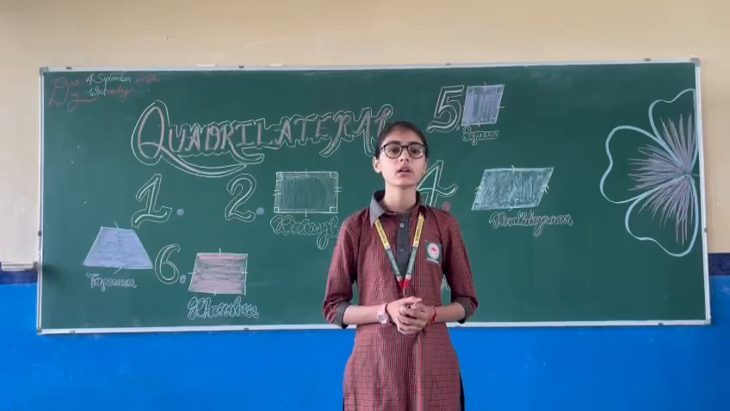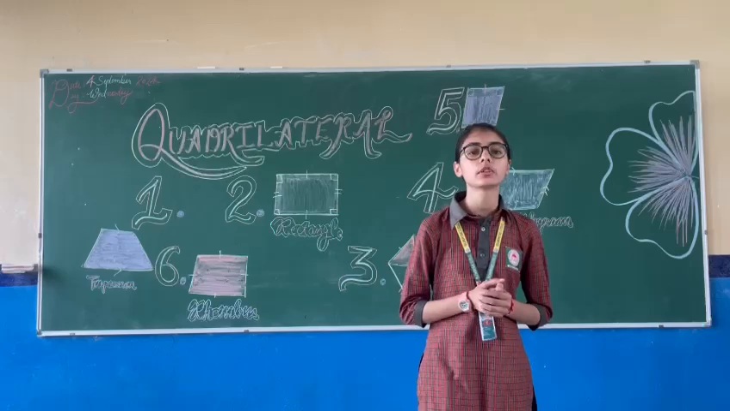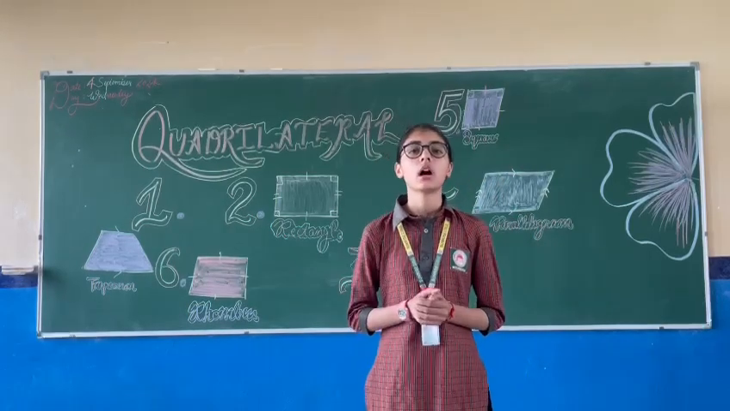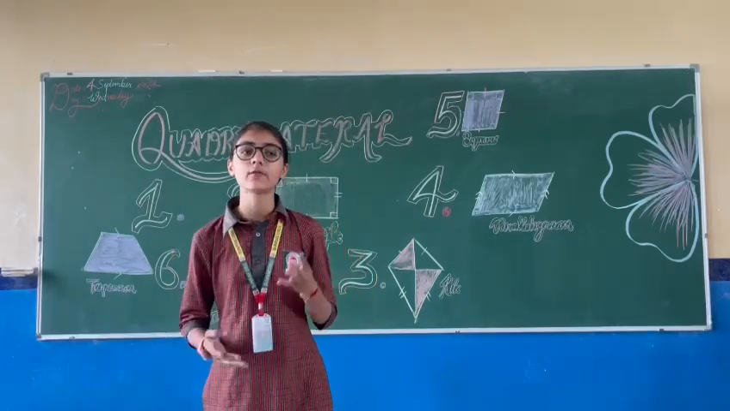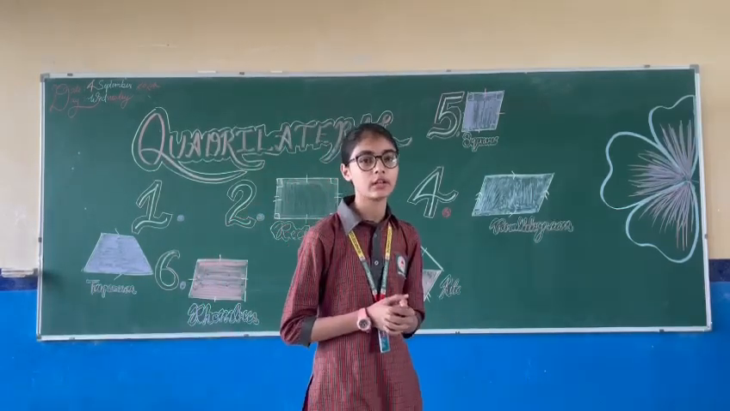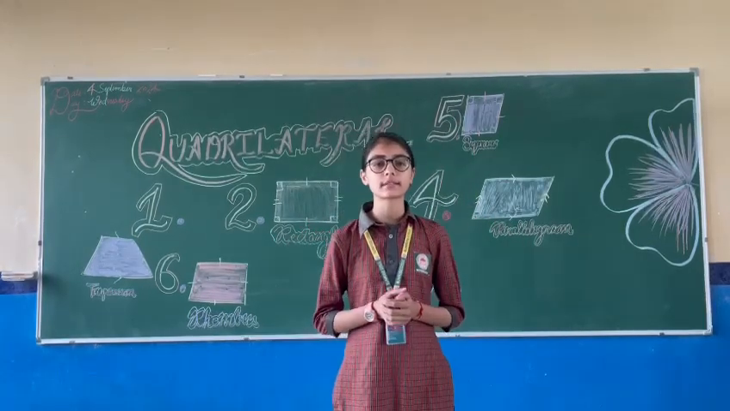And today I am here to give a speech on the topic of quadrilaterals. First of all, I would like to tell you what quadrilaterals are. A four-sided closed figure made up of four vertices and four angles is known as a quadrilateral. The sum of all angles of a quadrilateral is equal to 360 degrees.